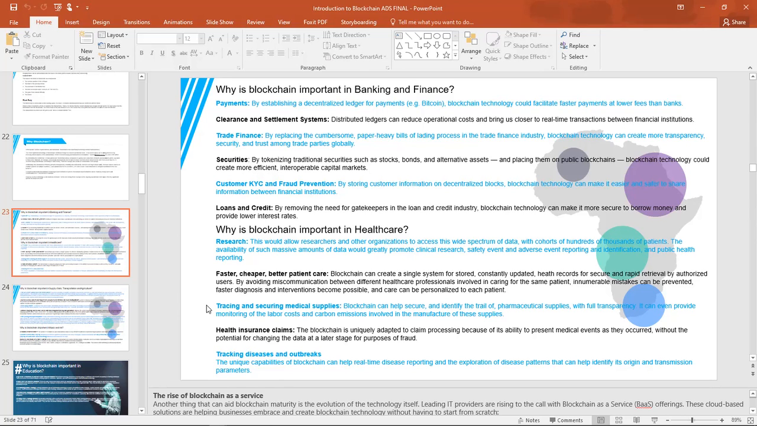So tracking diseases and outbreaks, this one is clear. The unique capability of blockchain can help real-time disease reporting and the exploration of disease patterns that can help identify its origin and transmission parameters. In cases of COVID-19, using technology right now, we are able to know a variant that originated from India. We are able to see different variants from different nations, and we are able to see how these countries were able to counter that variant of COVID-19. And since there is technology being used, AI and blockchain together, yeah.